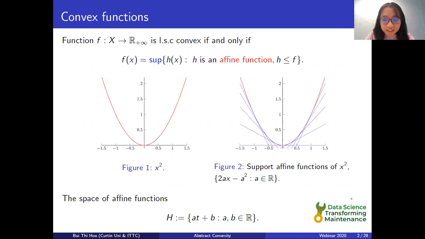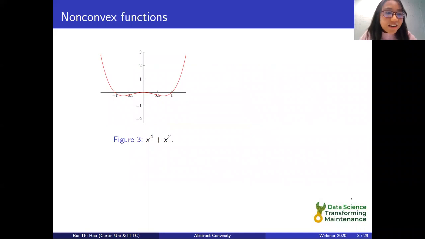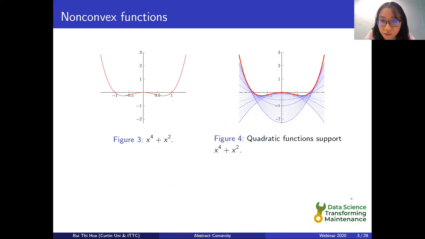This is very elementary. Okay, what about if I consider a function which is not convex? So this is a non-convex function, and certainly you couldn't approximate the whole graph with linear, affine functions. However, instead of approximating by linear functions, we can approximate by quadratic functions. So this tells us the idea of abstract convexity.